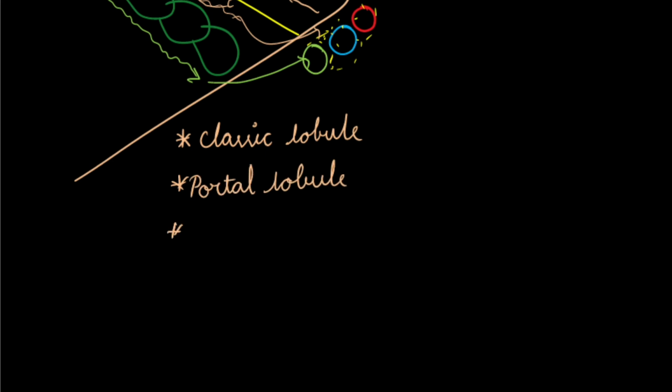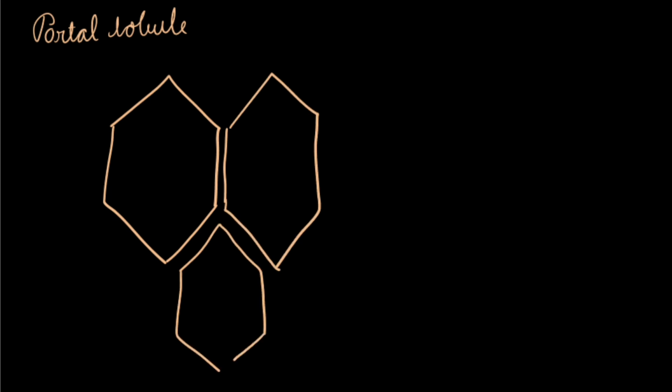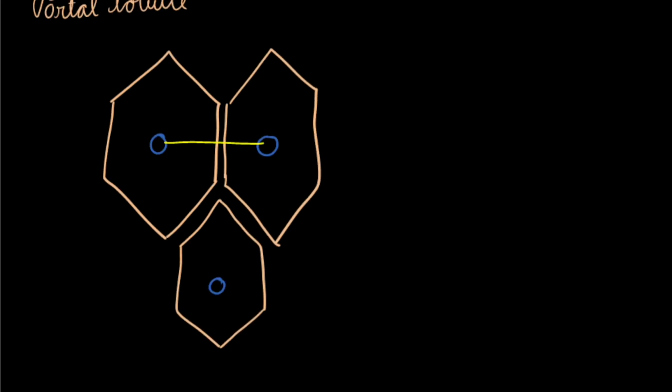Based upon clinical significance, the liver architecture can be approached in three different ways. One is the classic lobule, which we have discussed now. Then the portal lobule. Then the hepatic acinus, which is called the functional unit of the liver. So now let us discuss the portal lobule and its significance. So this forms a portal lobule.